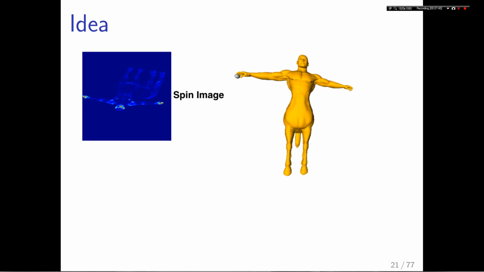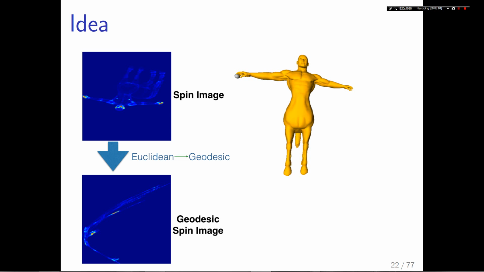So the idea can be shown in this graph. You can see this is a Tosca Sentosa model, and we pick a point on the fingertip. We can draw a spin image. By replacing the alpha and beta with the average geodesic distance and the geodesic distance from the particular point to every other point, we create a geodesic spin image.